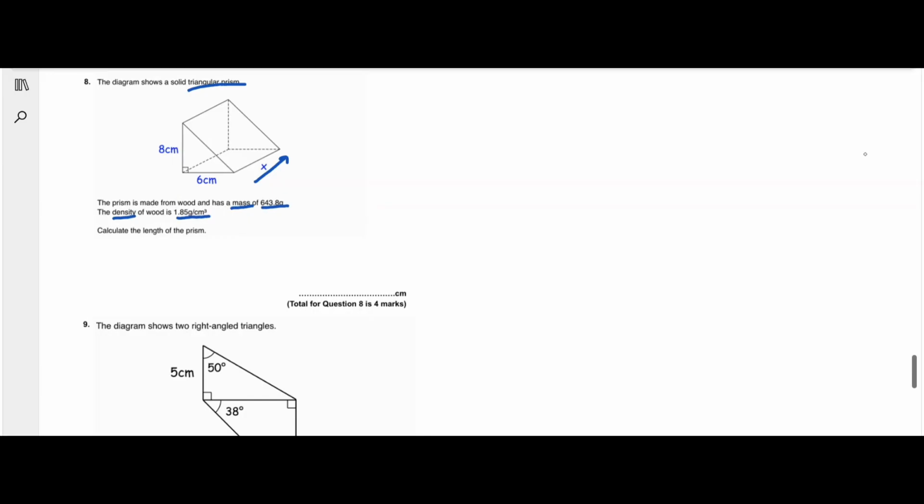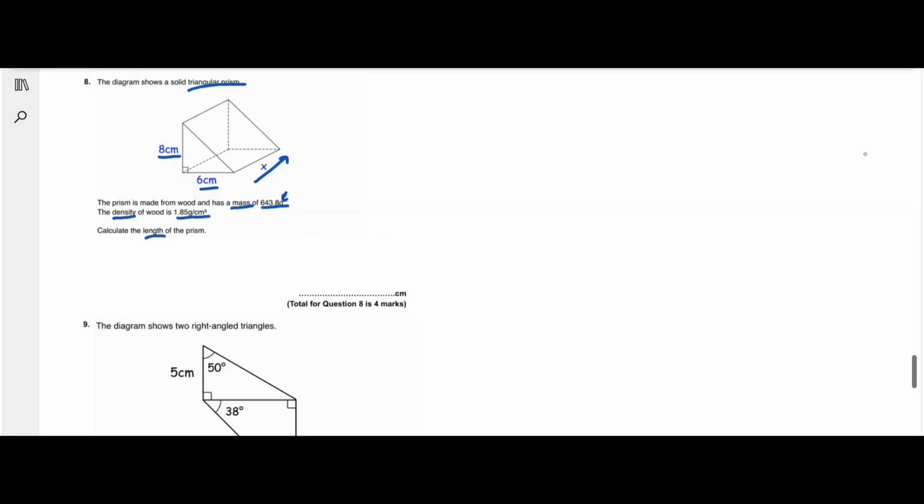So it's important to look at the units here. It says grams, well that's good because my mass is in grams here, and it says centimetre cubed, well that's good because my measurements are in centimetres. If they are not the same, you would need to convert. So make sure you check your units on every question, because it's a really easy way of losing marks. I've got to calculate the length of the prism.